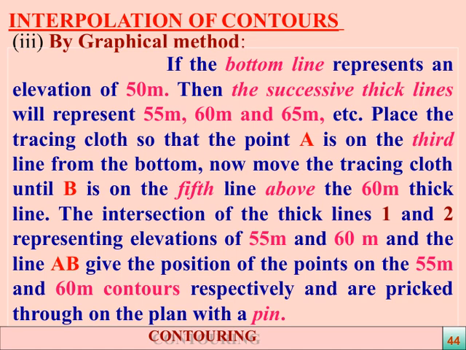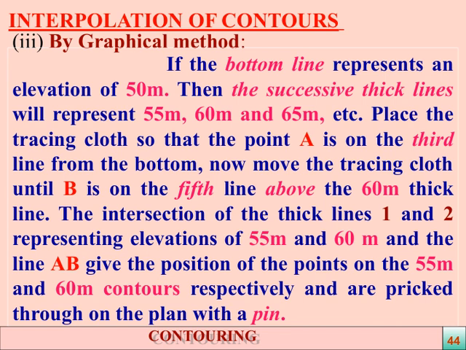Suppose the bottom line on your map represents an elevation of 50 meters. The successive thick lines above it then represent higher elevations, such as 55 meters, 60 meters, and 65 meters, and so on. To find the points on these contours, we use a tracing cloth. First, place the tracing cloth so that point A aligns on the third line from the bottom, which corresponds to a specific elevation. Then, move the tracing cloth until point B aligns on the fifth line above the 60-meter thick line.